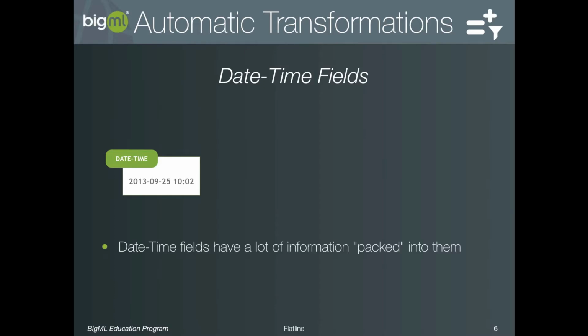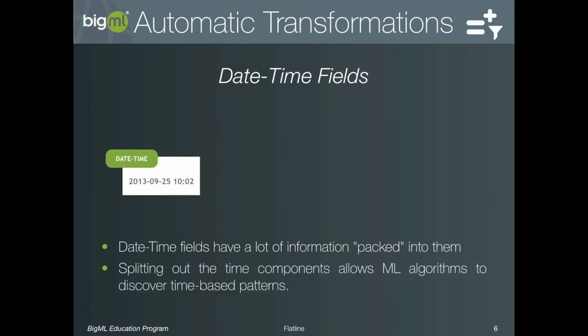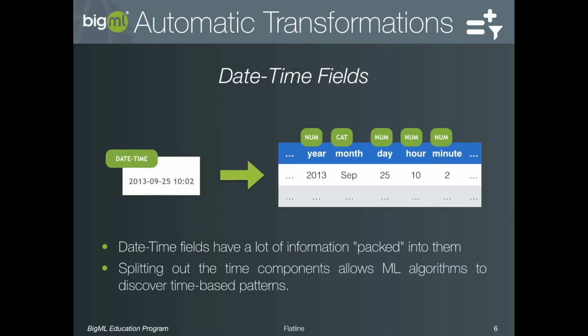The problem here, then, is that there is a lot of useful information packed into a date-time specification. By splitting out the relevant time components, say into the year, month, day of week, etc., as numeric and categorical values, the machine learning algorithm can now discover time-based patterns. And this transformation happens automatically when BigML detects a date-time field in your data.